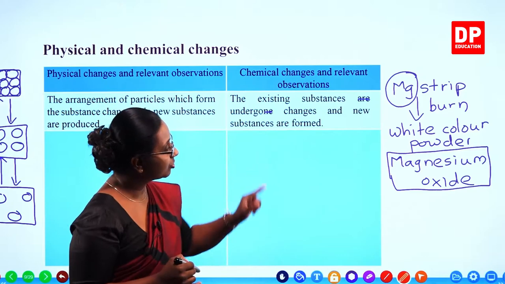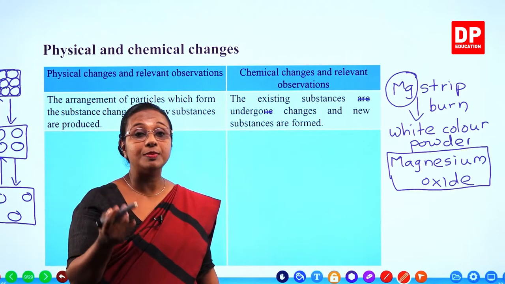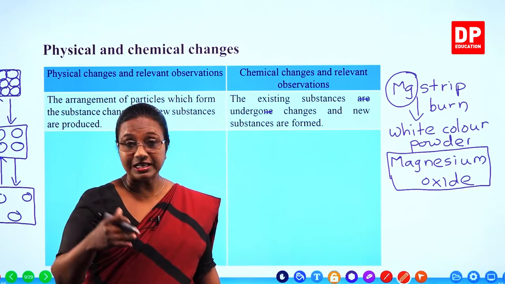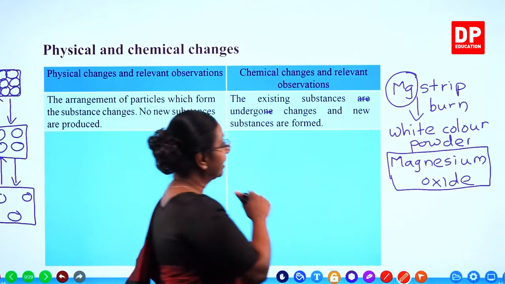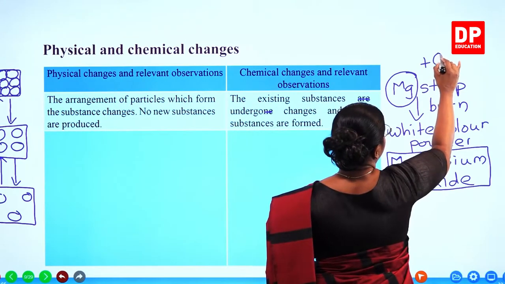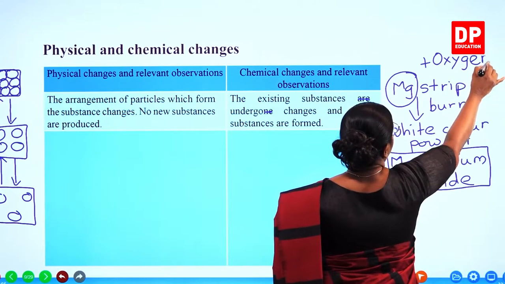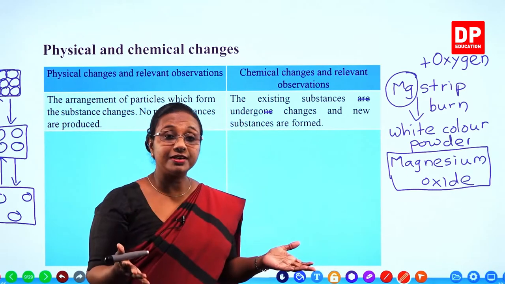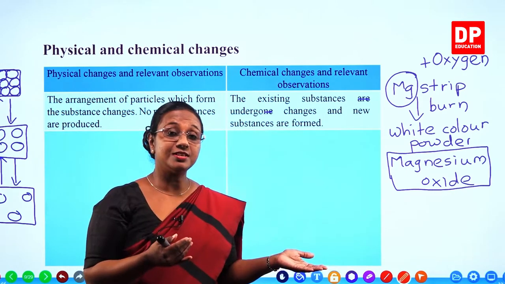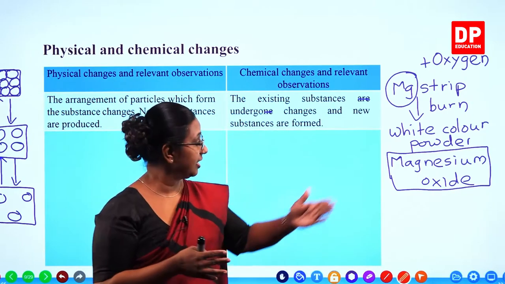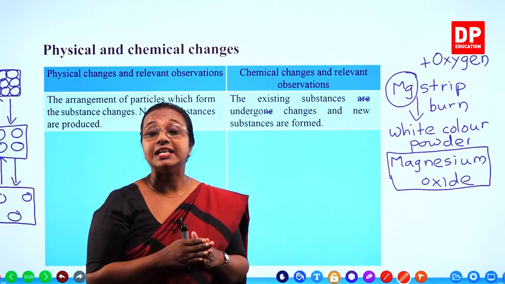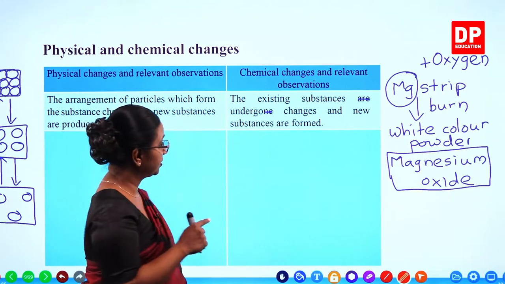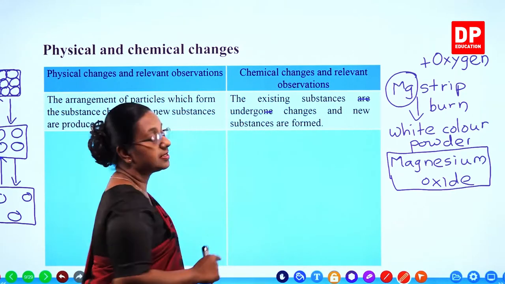So magnesium, to form magnesium oxide, when you burn, you all know for burning there is oxygen. So when magnesium burns, it actually reacts with oxygen. So the magnesium strip here plus we have oxygen. Magnesium is a shiny metal. Oxygen is a colorless gas. So two different chemical substances, those are the initial substances, they undergo chemical changes and form a new substance, that is magnesium oxide. So the existing substances, magnesium and oxygen, change and new substances are formed.